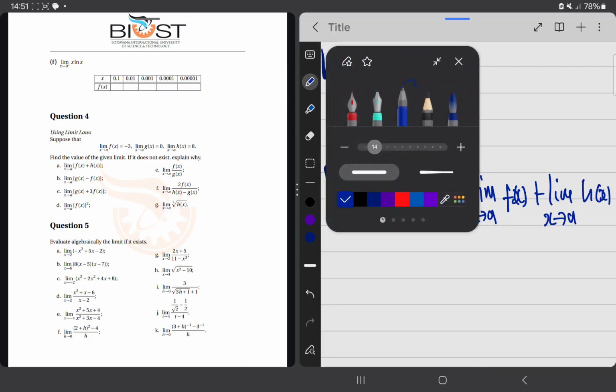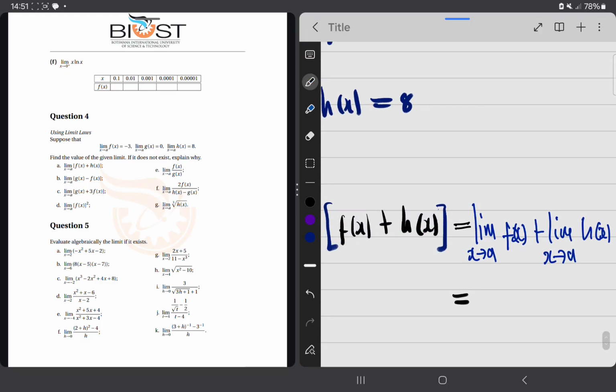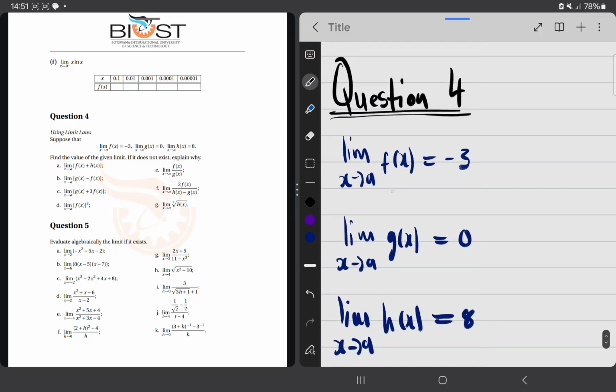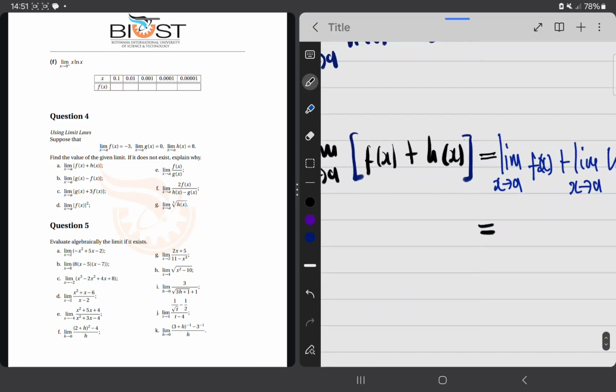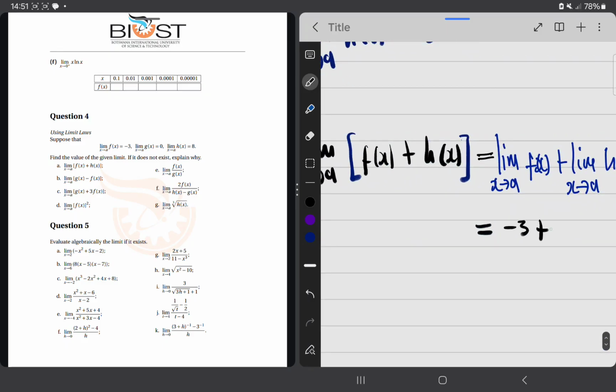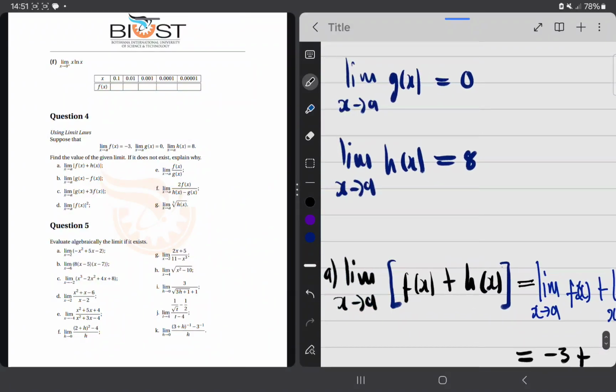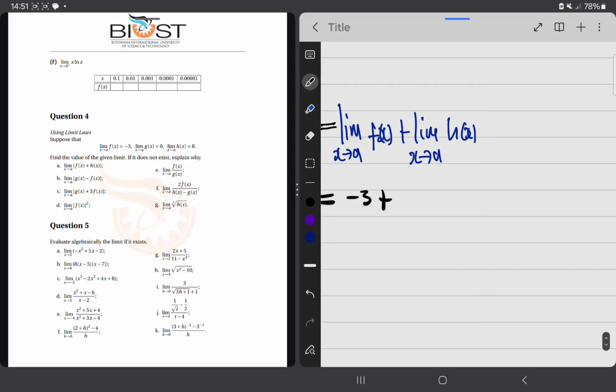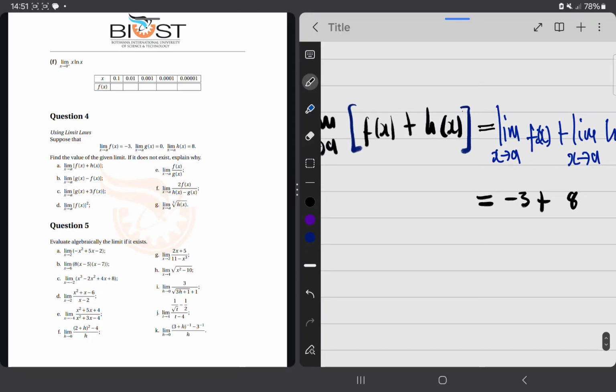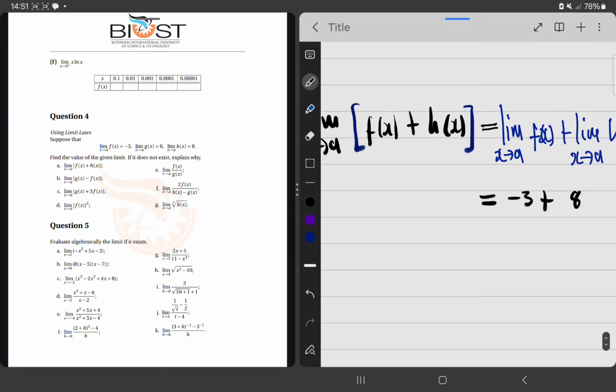Now we know the limits. What is the limit as x goes to a of f of x? We have it: the limit as x goes to a of f of x is -3. So it's going to be -3 plus, and the limit as x goes to a of h of x is 8. So it's going to be -3 plus 8, and you punch it in and you're going to get 5. So this is going to be number 1.